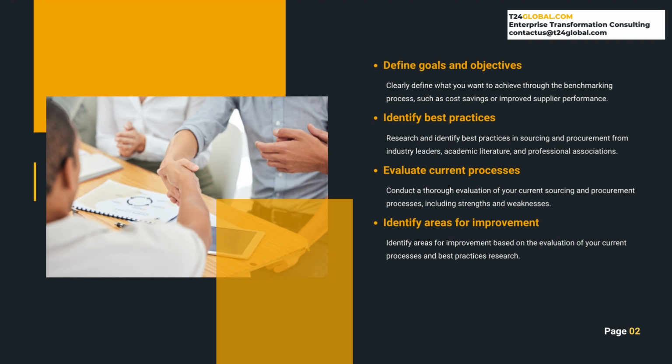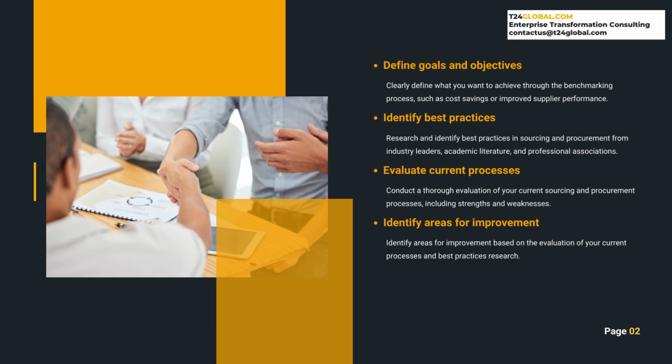2. Identify best practices. Research and identify best practices in sourcing and procurement from industry leaders, academic literature, and professional associations. Key components of this step include conducting a thorough review of existing literature and benchmarking studies, as well as engaging with industry experts and thought leaders. Key roles involved in this step include procurement and supply chain managers, as well as external consultants and advisors.